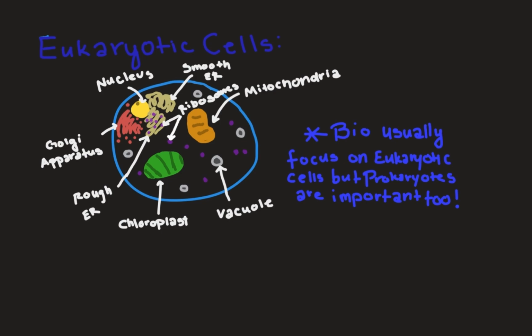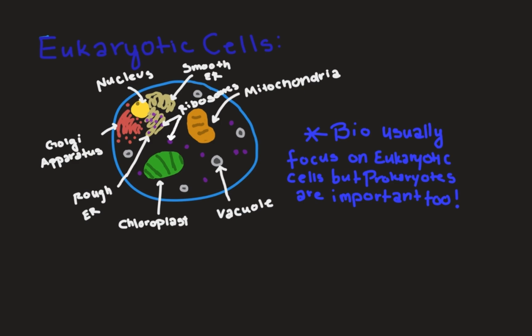So moving on, we have the eukaryotic cell. Starting off, we have the nucleus, which contains the majority but not entirety of the DNA. It's membrane enclosed, which is one of the main differences between prokaryotic cells and eukaryotic cells.